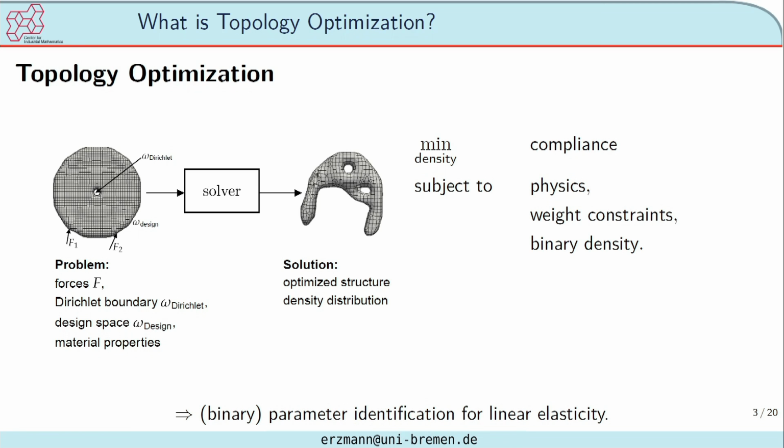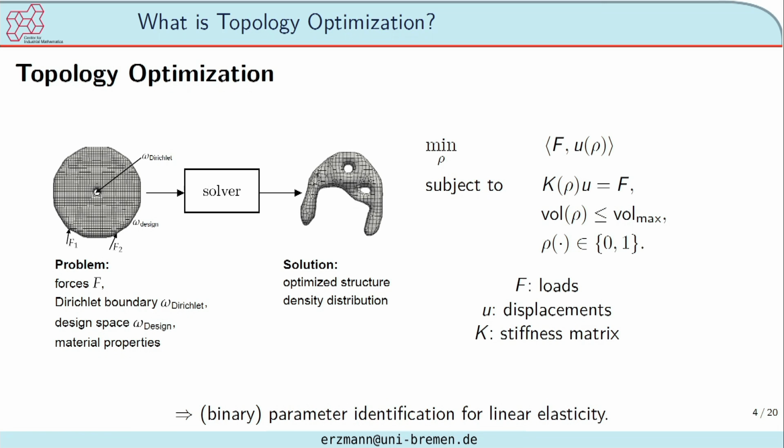The way that mathematicians tackled this problem usually is via what is called compliance minimization. Compliance, you can imagine this being a measure for the structural integrity of the structure. So minimizing the compliance means maximizing the structural integrity, so to say. And we want to minimize this compliance subject to the physics that should be fulfilled, some weight constraints, and that we have a binary density.